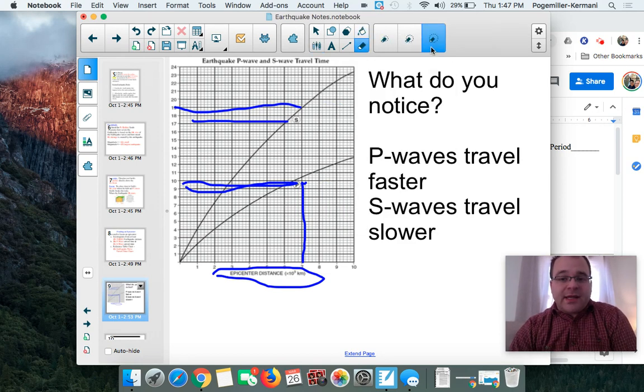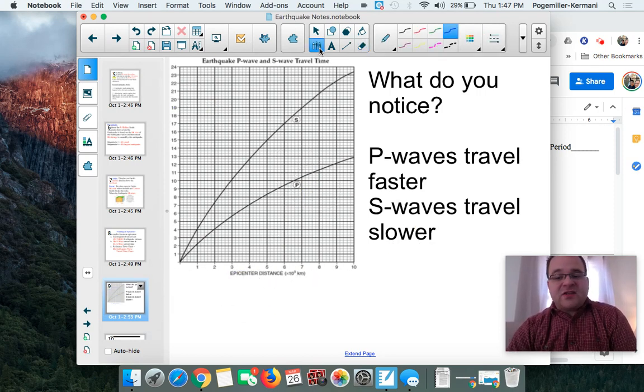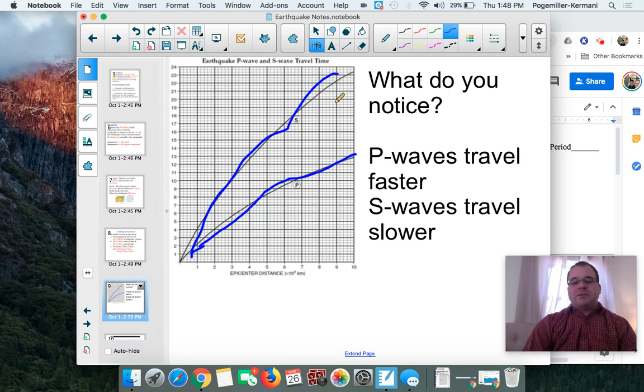So basically, all you need to know about this is with the P wave arriving faster and the S wave arriving slower, that's why the P wave is lower down. This is the time it takes to arrive, and the S wave is going to take a lot longer for it to arrive. And the difference between the times they arrive tells you how far away you are.